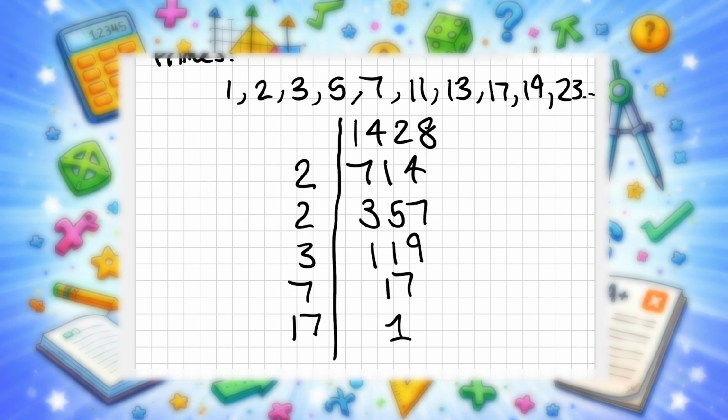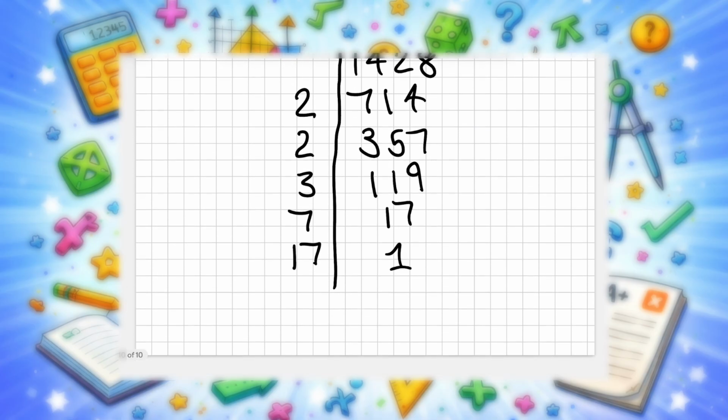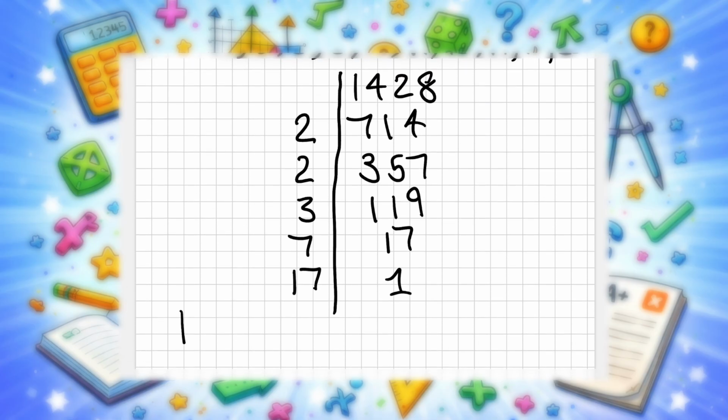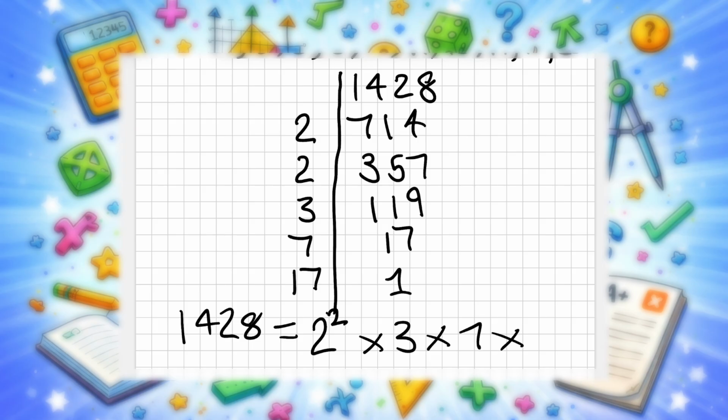That is the diagram. So for the prime factors, we combine and multiply all the numbers on the left column together, which gives 1428 equals 2 to the power of 2 times 3 times 7 times 17.